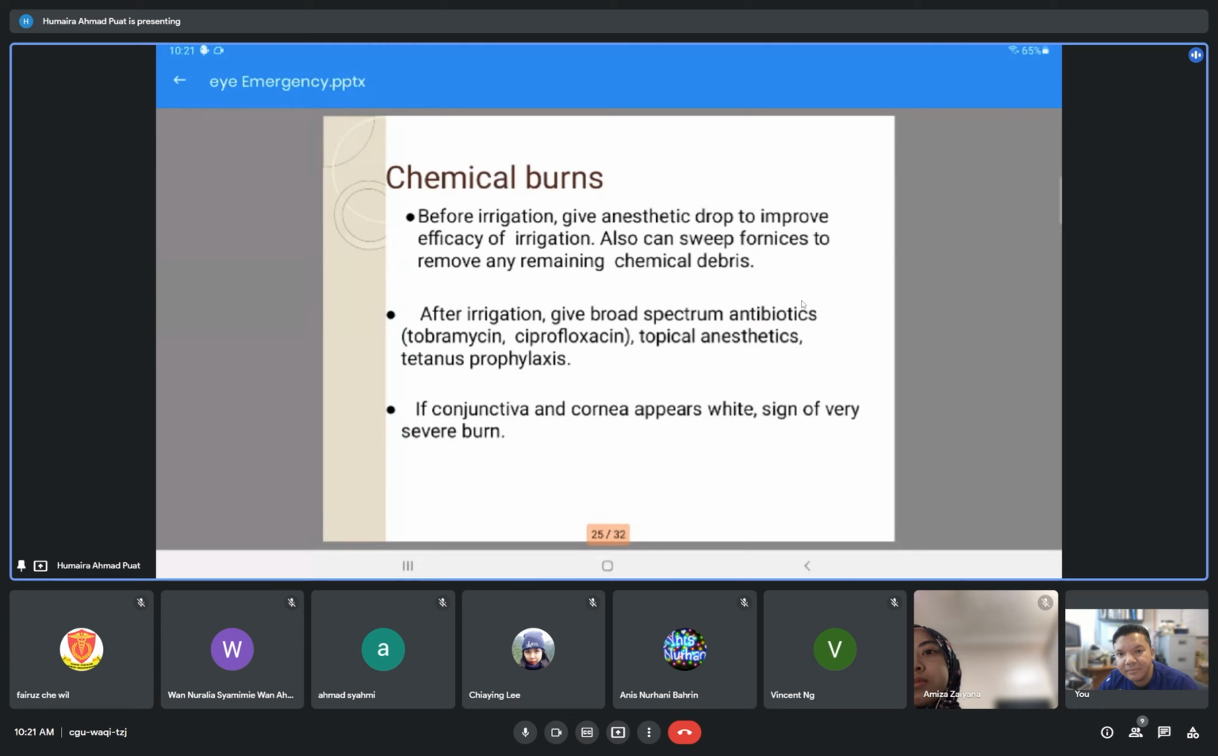Before irrigation, give an anesthetic drop to improve the efficacy of the irrigation, and we can also sweep the fornices to remove any remaining chemical debris. After irrigation, we can give a broad spectrum antibiotic, topical anesthetic, and tetanus prophylaxis.